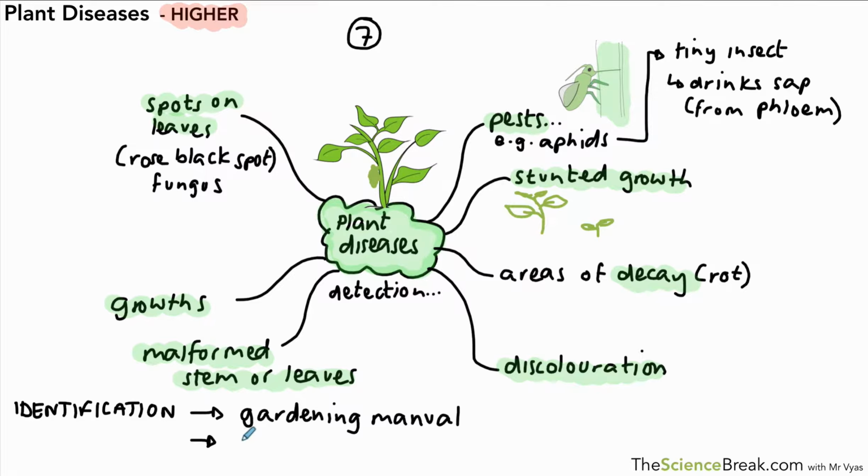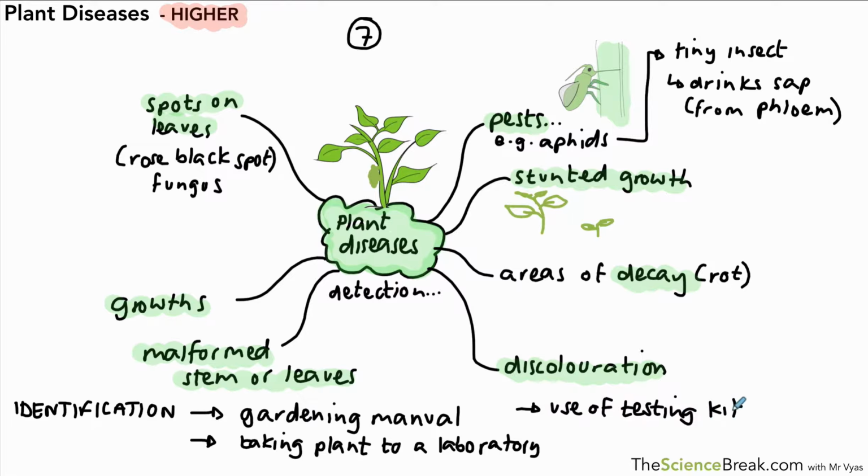The second way is to take the plant to a lab. So you might not do this if you're just growing a plant at home. You might just get rid of the plant, but if you're a grower and you make money from growing particular kinds of plants, you might want to take it to a laboratory to be tested to see what that disease might be. We can also use testing kits, and testing kits often contain these things called monoclonal antibodies, and we've looked at that in detail again in another video. But monoclonal antibodies can attach to particular proteins or particular antigens on bacteria, and you might be able to then identify what particular disease a plant might have using a testing kit.